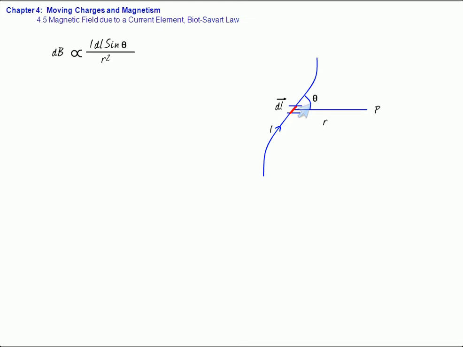In this expression, the proportionality constant is mu naught divided by 4 pi. Here mu naught is the quantity which describes the magnetic properties of the medium, and mu naught is called the permeability of the vacuum or free space. It describes the magnetic properties of the medium.